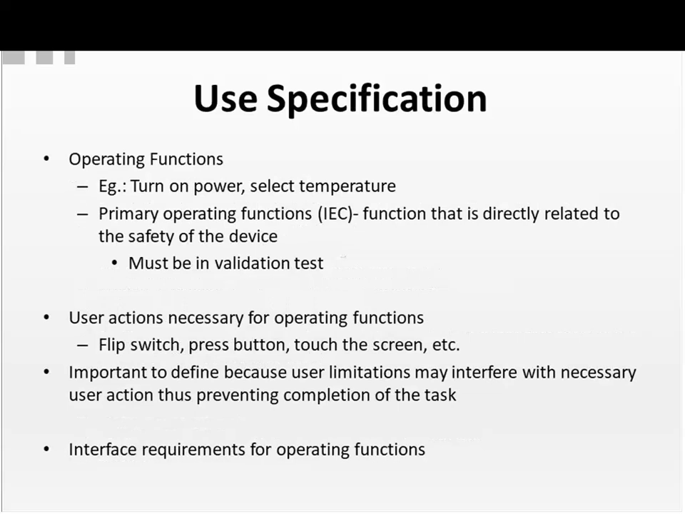We define the operating functions. For example, turning on the power, selecting a temperature. These must be in the validation test. And we define the user actions that are necessary for the operating functions, and we list these. For instance, we're going to flip a switch to turn on the power. I'm going to touch the screen to select the temperature. It's important to define and list these because we have to evaluate these against the user limitations that we've defined previously.